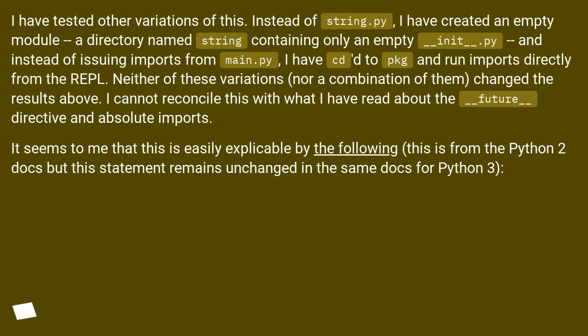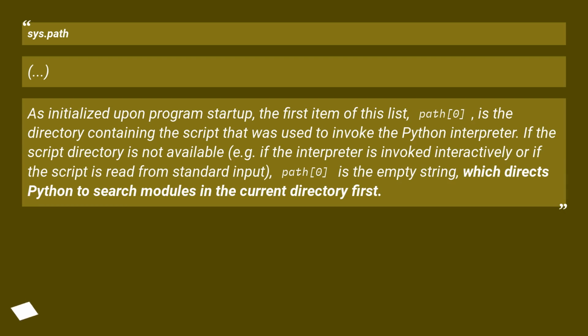It seems to me that this is easily explicable by the following. This is from the Python 2 docs, but this statement remains unchanged in the same docs for Python 3. sys.path: as initialized upon program startup, the first item of this list, path[0], is the directory containing the script that was used to invoke the Python interpreter. If the script directory is not available, for example if the interpreter is invoked interactively or if the script is read from standard input, path[0] is the empty string, which directs Python to search modules in the current directory first.